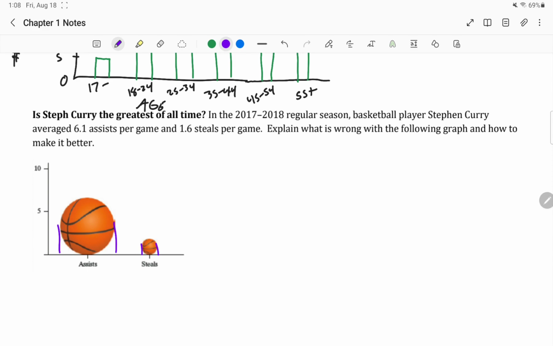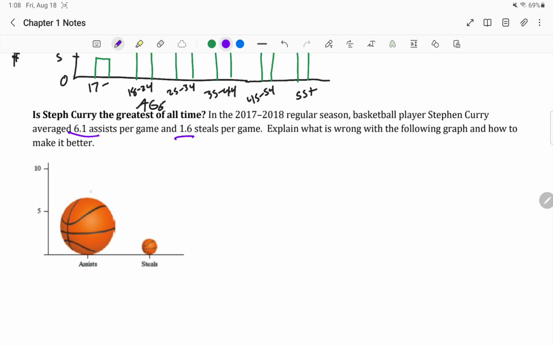What happens is, when you represent your data, you do not want people to misinterpret that data. So you have to think to yourself, what are people going to see? Are people going to see the heights of these basketballs, or are they going to see how big the basketballs are, in a sense, like the volume of the basketballs? And that's the case here. The volume of assists is way bigger than the volume of the steals, which is fine because this is bigger, but it's disproportionately so, right?